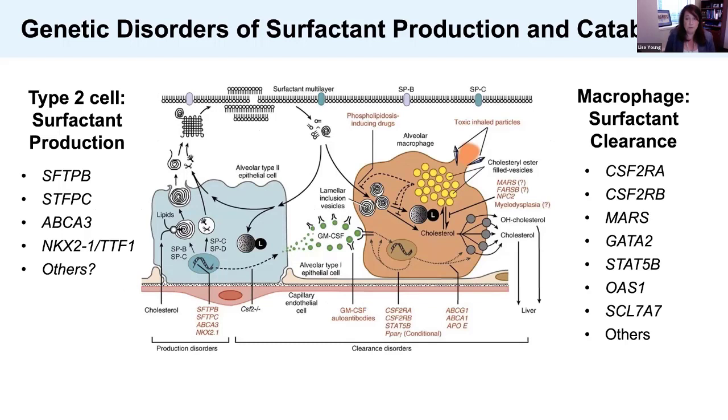So, surfactant production and catabolism. The type 2 alveolar epithelial cell, shown in blue on the left, makes the surfactant. The macrophage, shown on the right, is involved in clearance, as a simplified way to think about this. And so anywhere in the process of producing surfactant protein, processing it and secreting it, you get genetic defects of surfactant production. And then you get abnormalities of surfactant clearance and things that affect macrophage function.